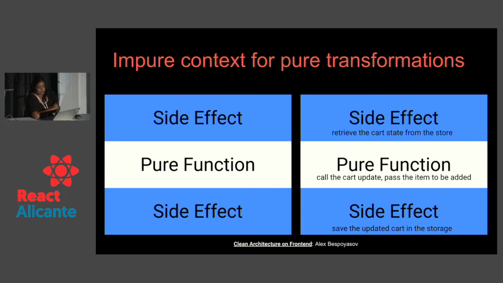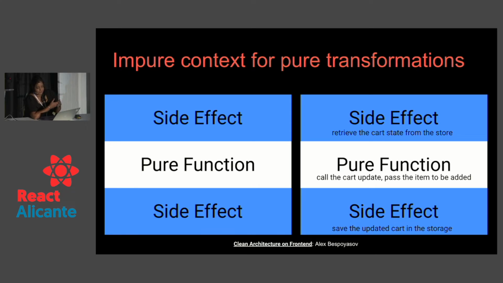So now what should happen to data after adding an item to cart or proceeding to checkout? Use cases involve interacting with the outside world, and these interactions with the outside world are called side effects. Now if you see, placing the order is basically a pure function. It doesn't have interaction with the outer world. But after we click on place order, we interact with the outside world, and those are called side effects. So it's an impure context for pure transformation.